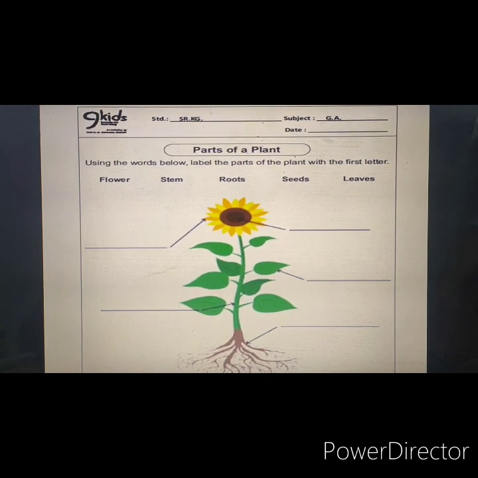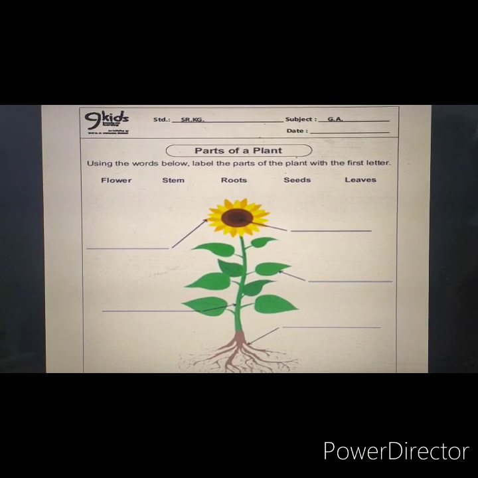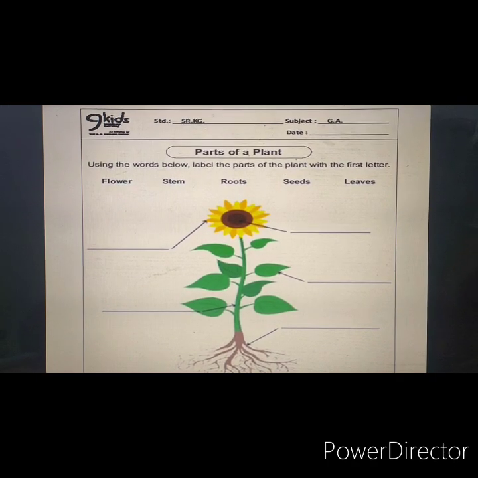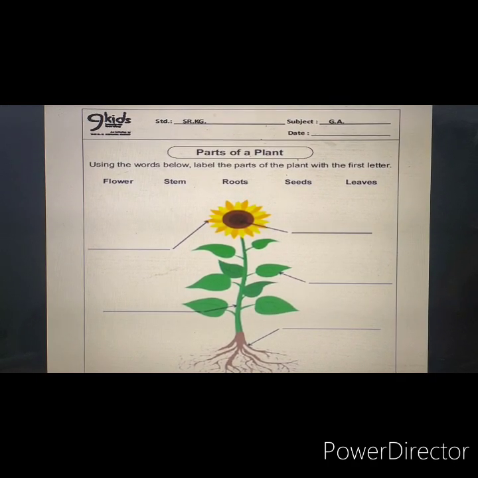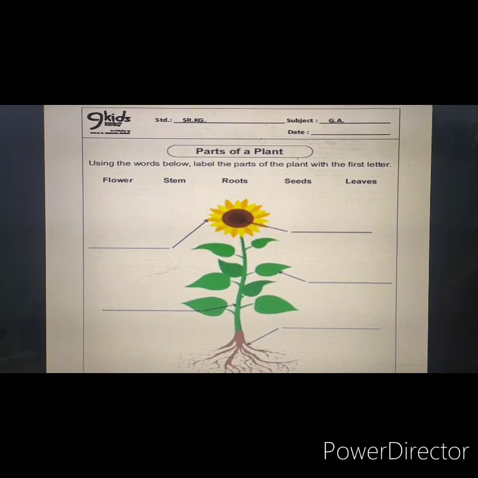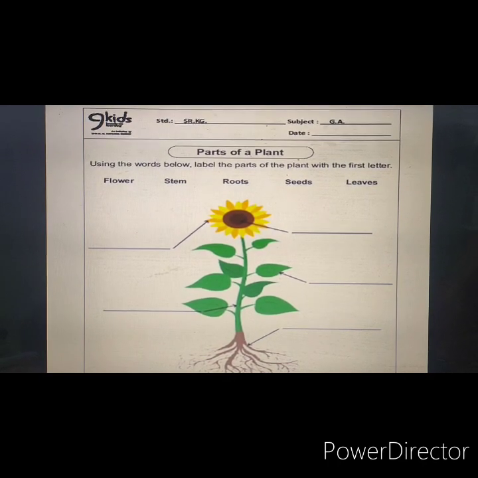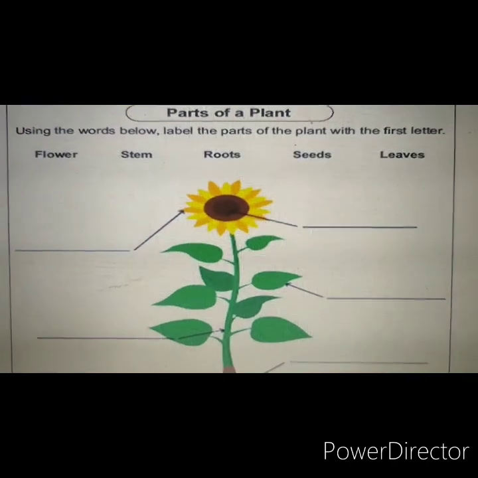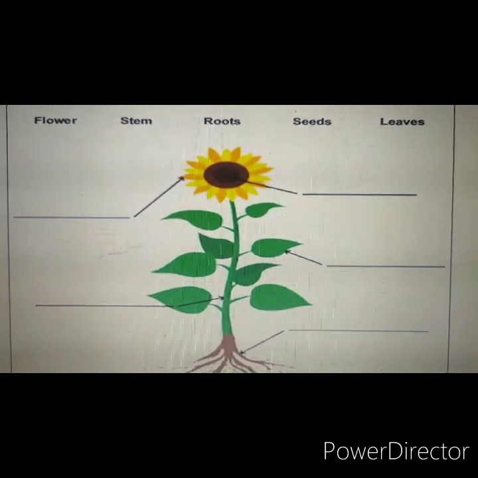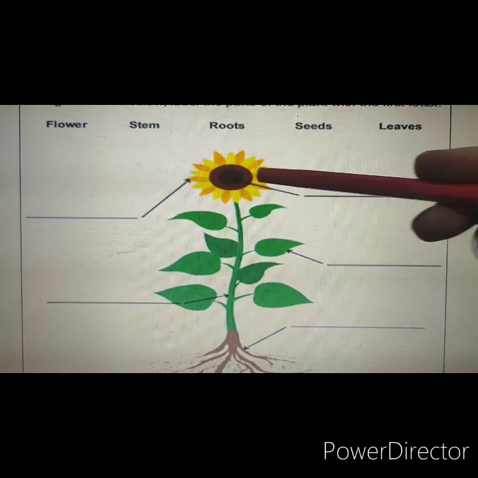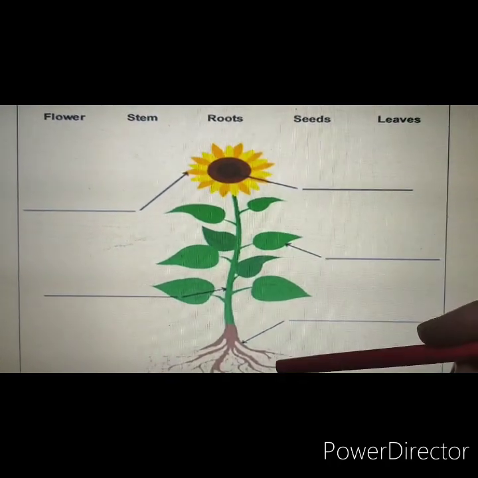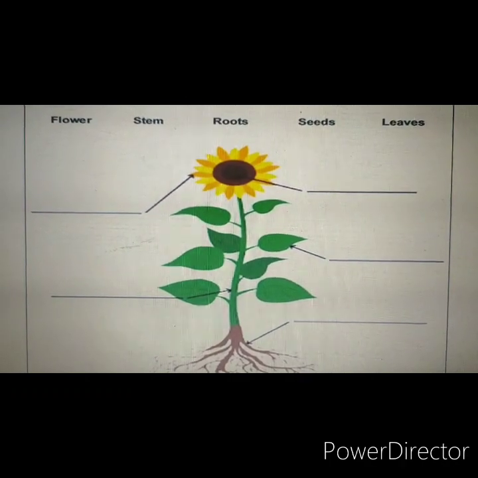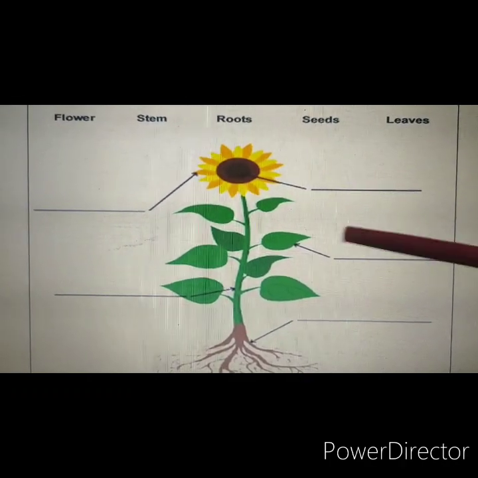Now children, as all of you have learned the names of the different parts of a plant, we will do a worksheet today on the same. In this worksheet, you can see a plant with the different parts. So you will have to see the picture of each part and write the first letter of that part of the plant besides it.